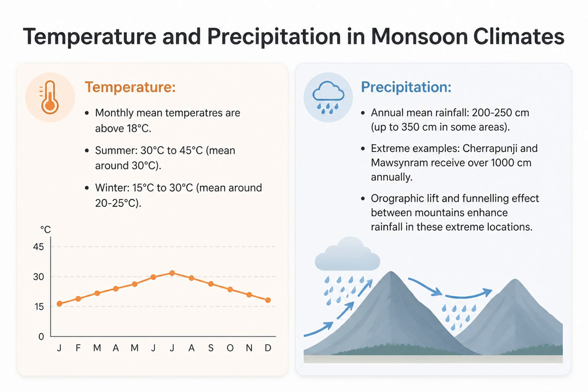However, local geography can create extremes. Places like Cherrapunji and Mawsynram in India receive a staggering 1,000 centimeters of rain a year. This happens because moisture-laden winds are forced upward by the Meghalaya Hills, a process called orographic lift, and the clouds are funneled between the mountains, dumping massive amounts of rain.